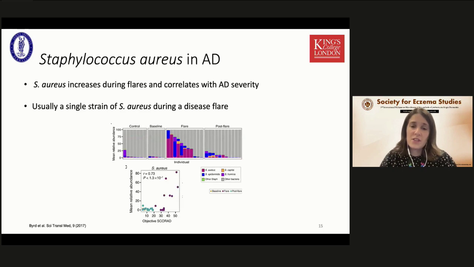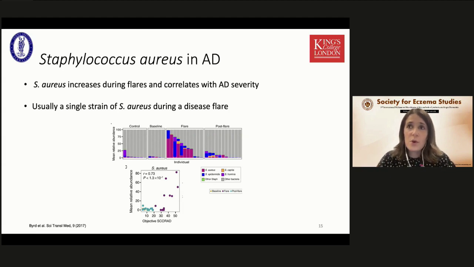And more recent skin microbiome studies have moved us forward towards answering this question. So this study confirmed what we knew, which was that Staph aureus is increased in atopic dermatitis, that it increases during flares of the disease, and after these flares are treated, the Staph aureus abundance reduces again. And they also showed that the abundance of Staph aureus correlates with the severity of the disease measured by objective SCORAD. And also in this study, they showed that this increase in Staph aureus during flares of AD is usually a single strain of the bacterium.